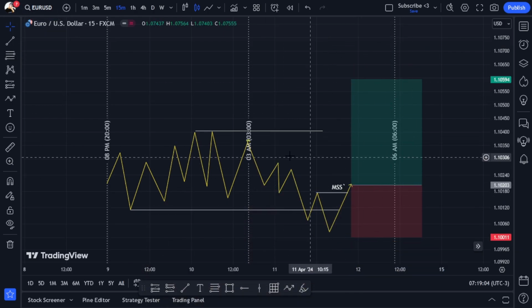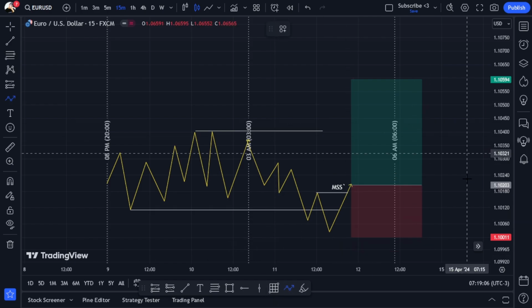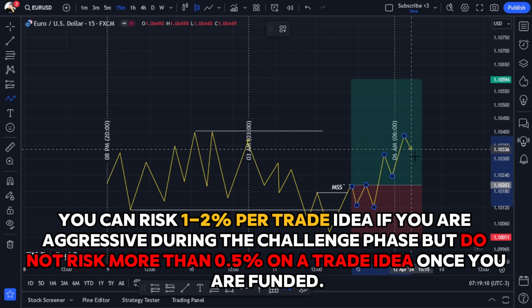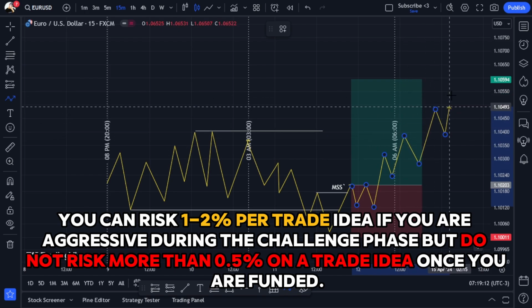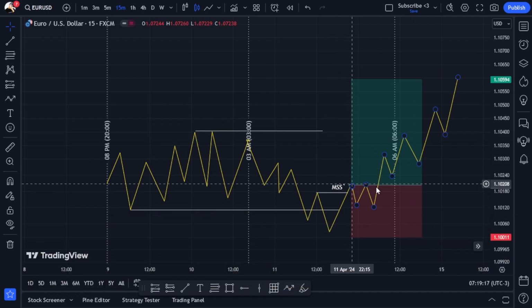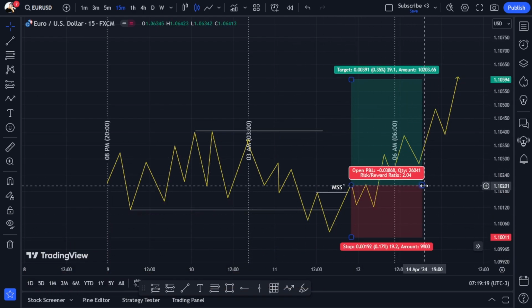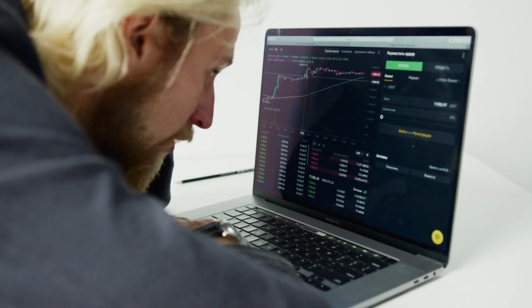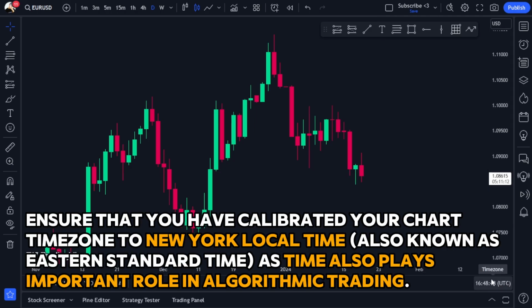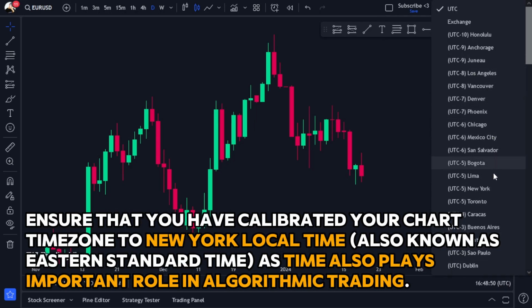For risk, I usually risk 0.5% for these types of models. You can even risk 0.25% if you want to be more conservative, but I would suggest you not risk more than 1%. If we don't get any setup during our trading time window till 8 a.m., then we close the charts and come back the next day. No need to force trades. Another important note, these timings are in New York local time or Eastern Standard Time, so be sure to adjust your charts to the correct time zone.